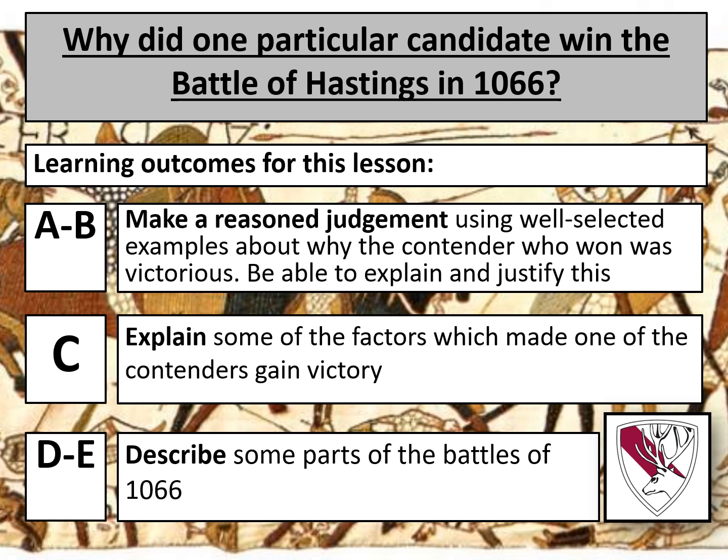So first of all, what I'd like you to do is to write down today's title on your piece of paper or in your books. The title is, "Why did one particular candidate win the Battle of Hastings in 1066?" Don't forget to make sure you've got capital letters for the event.